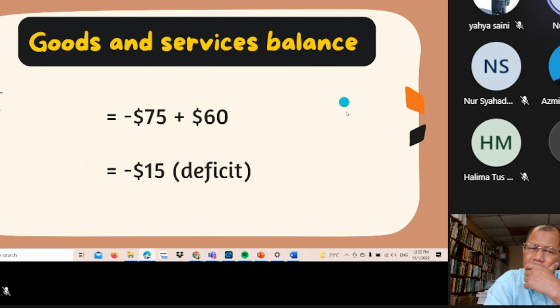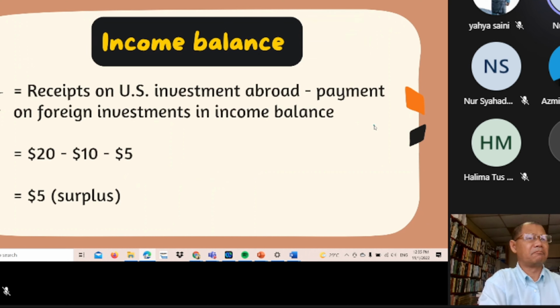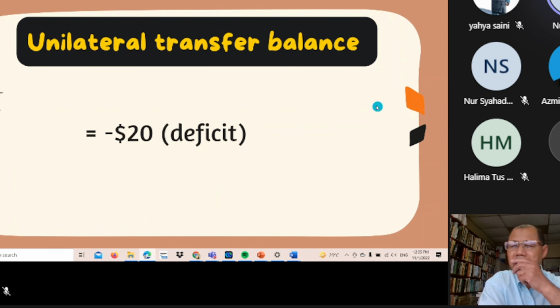Goods and services balance: negative $75 billion plus $60 billion equals negative $15 billion, which is a deficit. Income balance, receipts on U.S. investment abroad minus payments on foreign investment: $20 billion minus $10 billion minus $5 billion equals $5 billion, which is a plus. And the unilateral transfer balance equals negative $20 billion, which is a deficit.